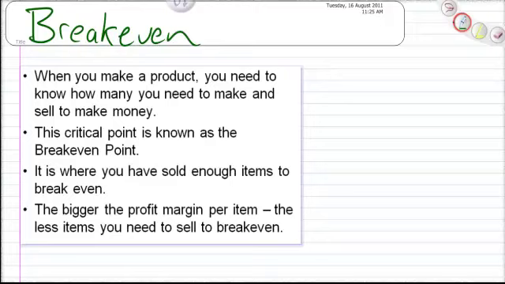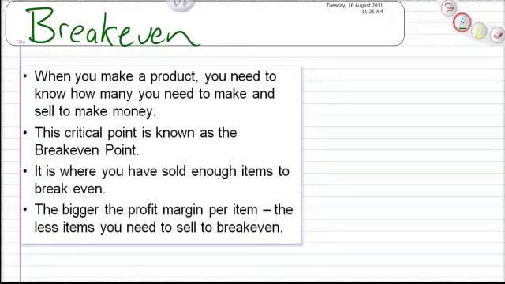If as a business you go into making your product without this information, you're going to be flying blind. So it's very good to have this information so you can make good decisions. The critical point is the break-even point. This is where you start making money. So it gives you an idea of the minimum amount of items you need to sell to break even.